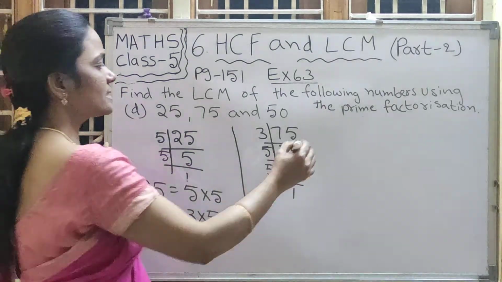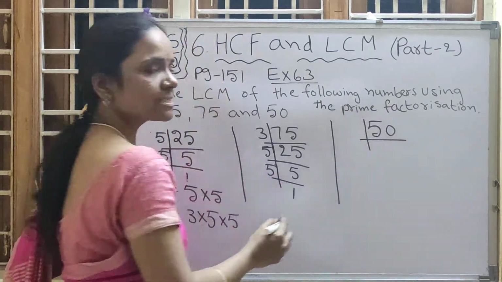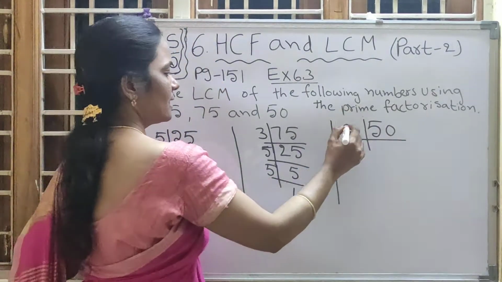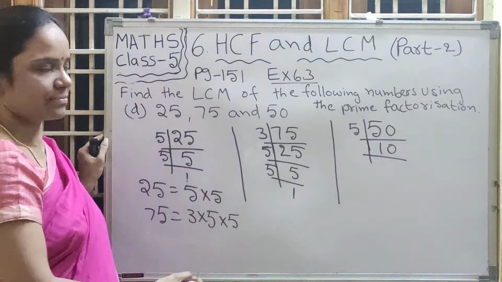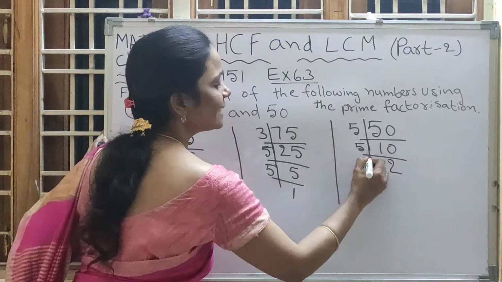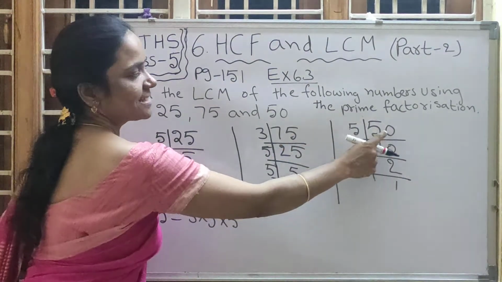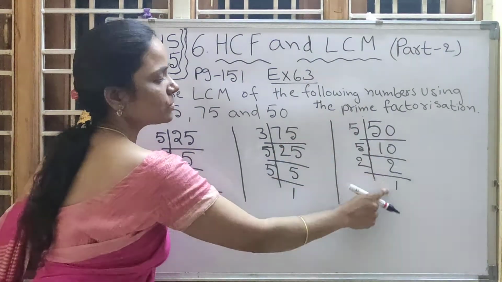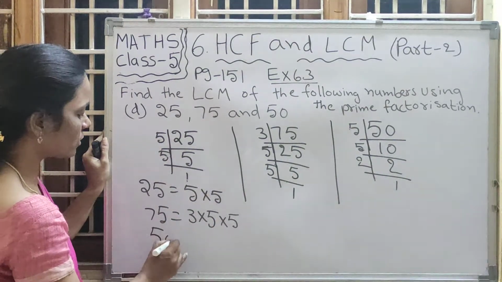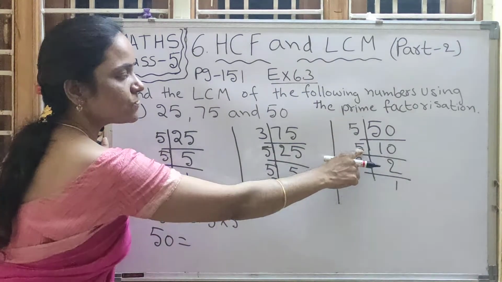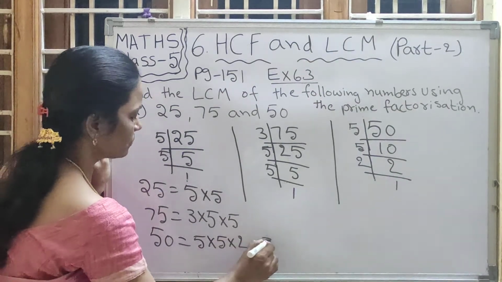Okay. Next take the next number. What is the next number? 50. What are the factors of 50? Yes. Directly in the 5 table I am taking. 5 10s are 50. Next 5 2s are 10. Next 2 table. 2 1s are 2. Now write down the factors of 50. 50 is equal to, what are the factors? 5 into 5 into 2.